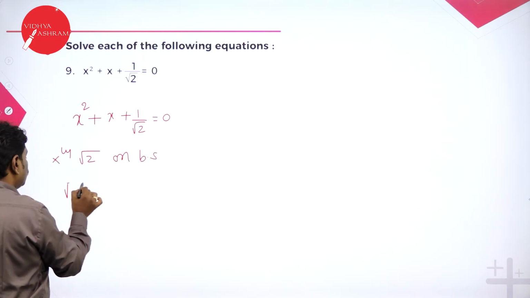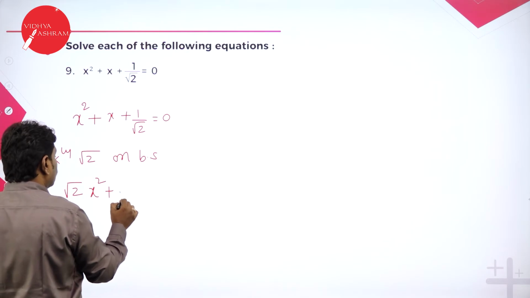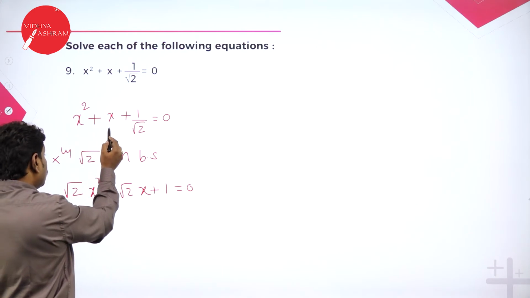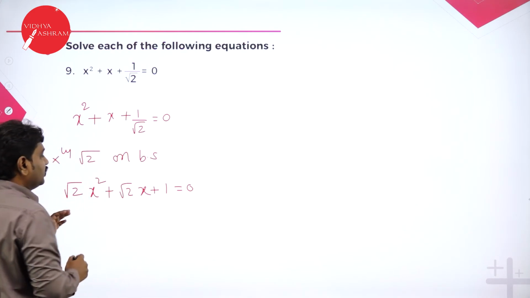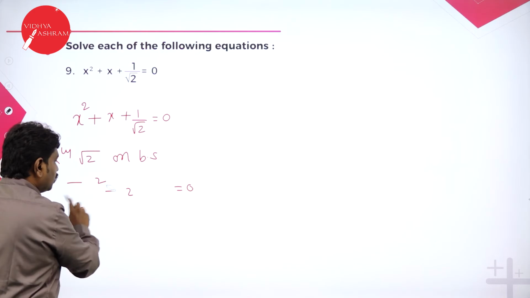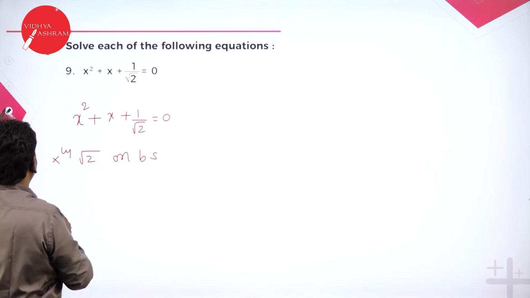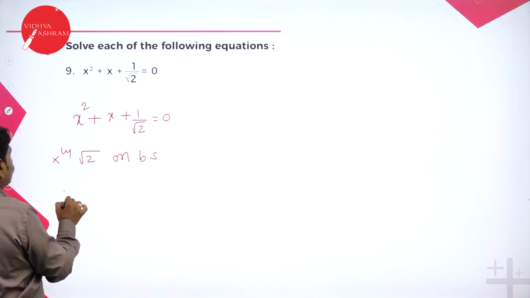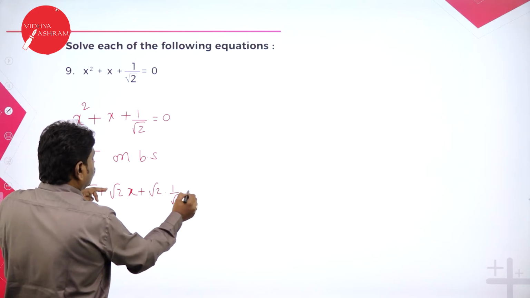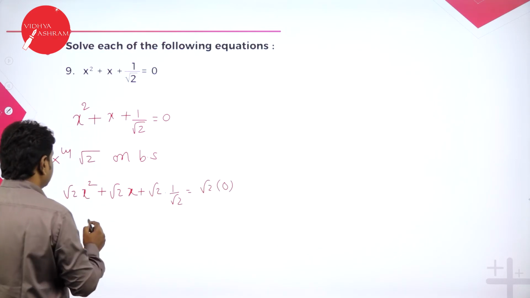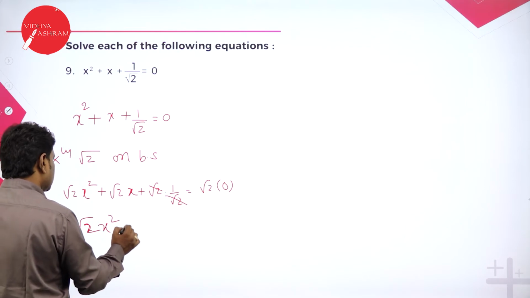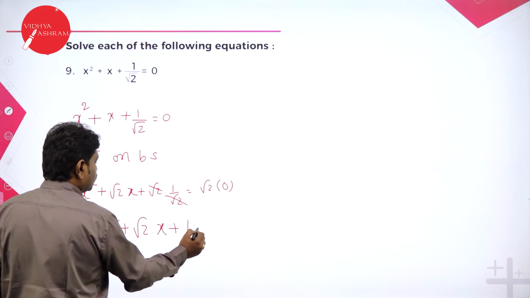If I do that, I'll get root 2 x square plus root 2x plus 1 is equal to 0. When I multiply root 2 into x square, root 2 into x, the root 2 into 1 by root 2 cancels, and root 2 into 0 is 0. To make you understand better, I'll show all the procedure, multiplying root 2 with every term. Root 2 into x square, then root 2 into x, then root 2 into 1 by root 2 is equal to root 2 into 0. I'm multiplying root 2 on both sides, so this root 2 cancels. You are left with root 2 x square plus root 2x plus 1 is equal to 0.